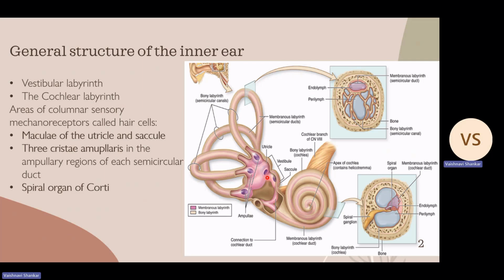Vestibular labyrinth mediates the sense of equilibrium and consists of two connected sacs, the utricle and the saccule, and three semicircular ducts arising from the utricle. In each of these structures, the epithelial lining contain large areas of columnar sensory mechanoreceptors called hair cells in specialized region. First one being maculae of utricle and saccule. Next, in the crista ampullaris, in the ampullary regions of each semicircular duct. And the last one is in the organ of Corti, in the cochlear duct.